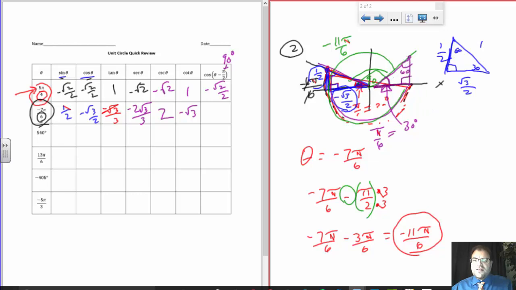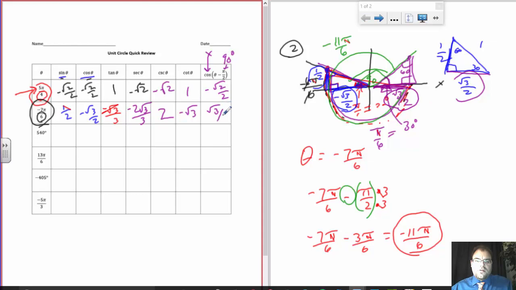I ask you only for the cosine, which is the x value. So if I know this x value, remember from the 90 to the 30, that's root 3 over 2. It's the same thing here. It's root 3 over 2. So this is going to be your answer for this particular box right there. That's how it works. I hope you understand that.